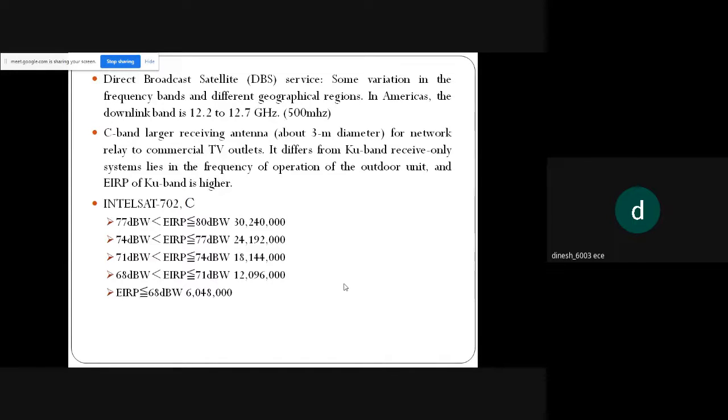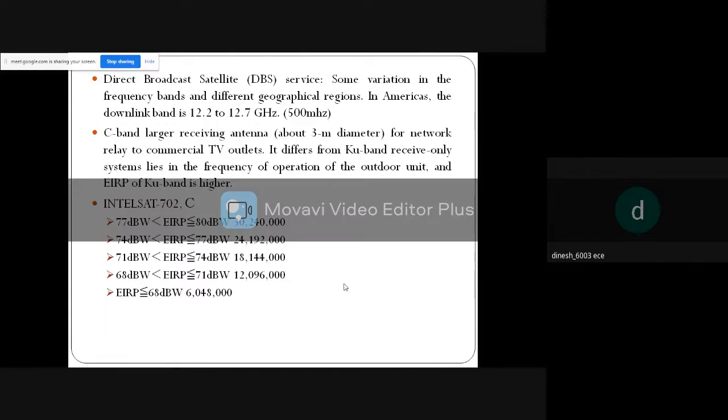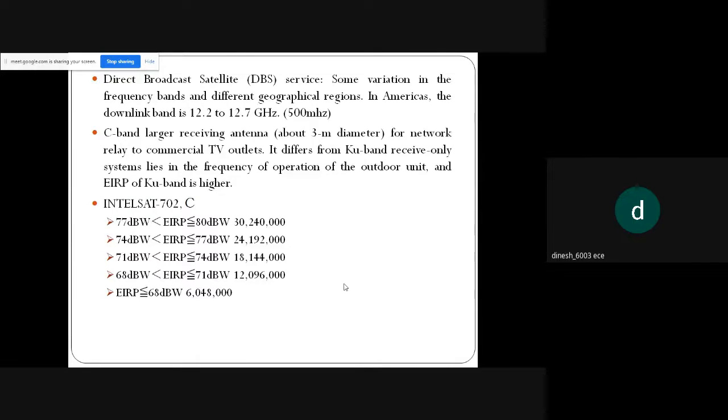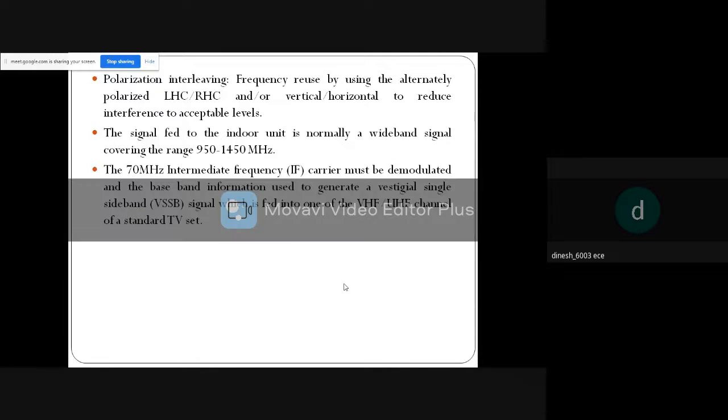And less than 68 decibel watts of power, if required, is done at 6048000 kilohertz. In short, you can call them all 30 gigahertz, 24 gigahertz, 18 gigahertz, 12 gigahertz, and 6 gigahertz. Intelsat 702.